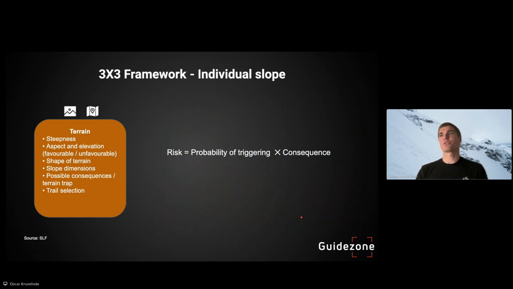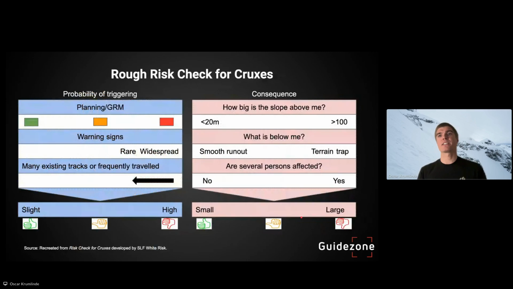And for that, we're going to use an additional framework, once again developed by the Swiss Avalanche Institute, and I've recreated here and made it slightly simpler, but it's still very much the same model. So we look at the two factors. We have probability of triggering. The first thing we do is use what we found out during our planning stage using the graphical reduction method. Where were we actually? Well, in our case, we were somewhere in the orange.